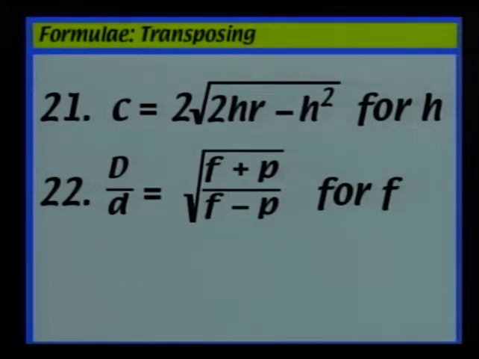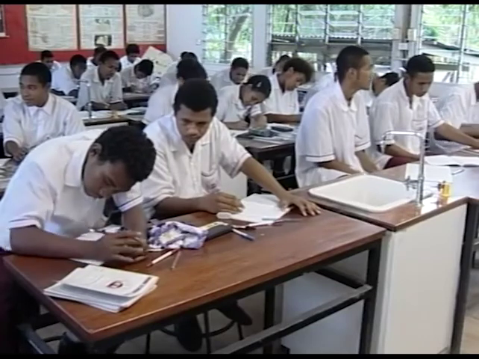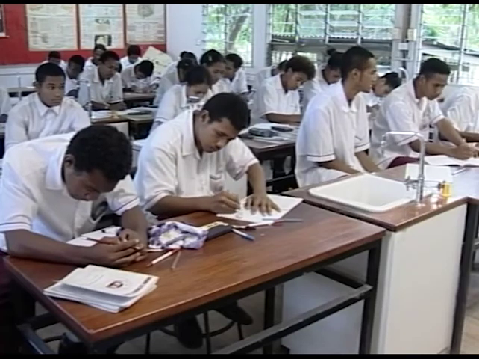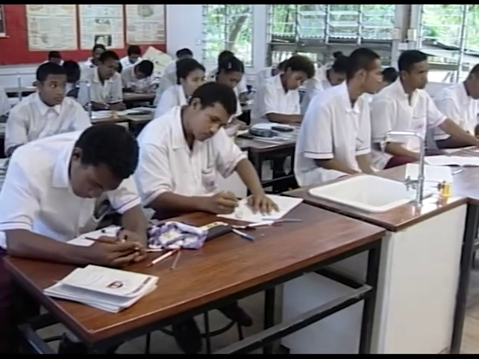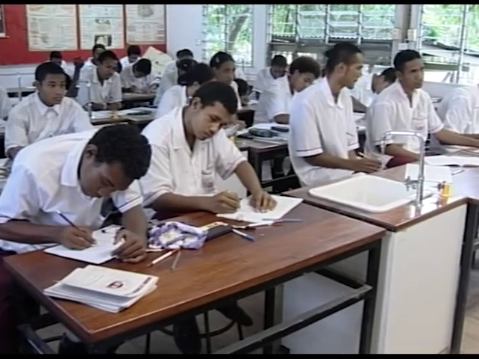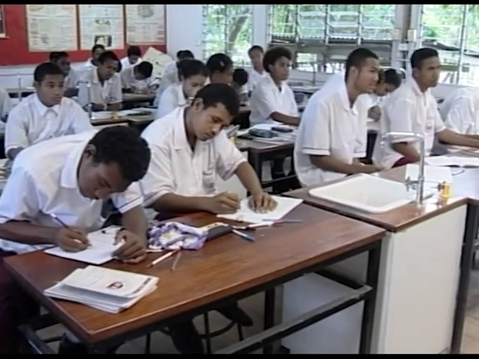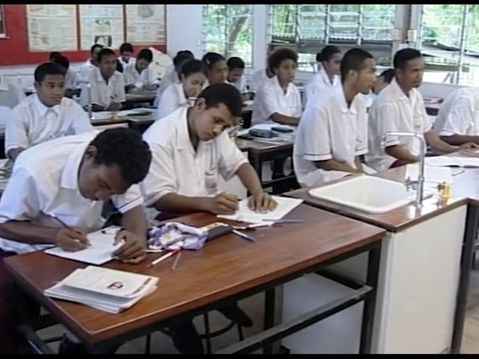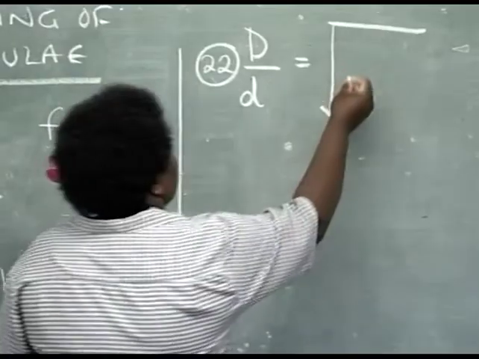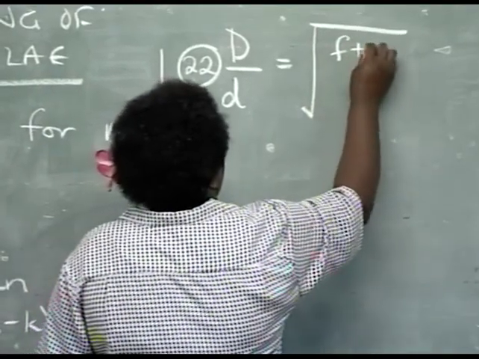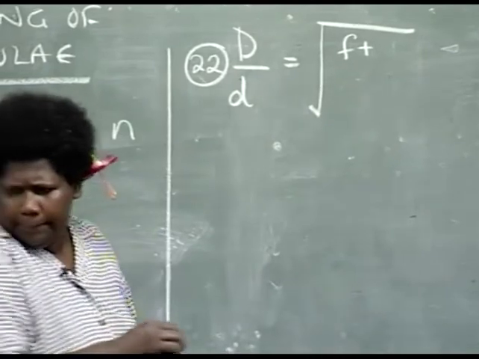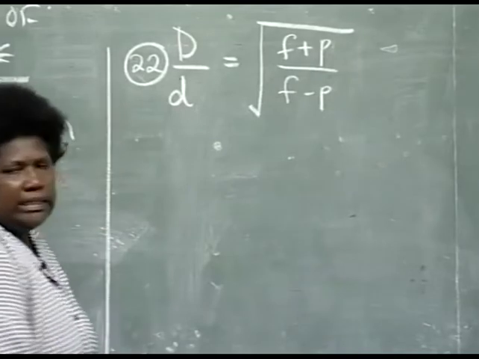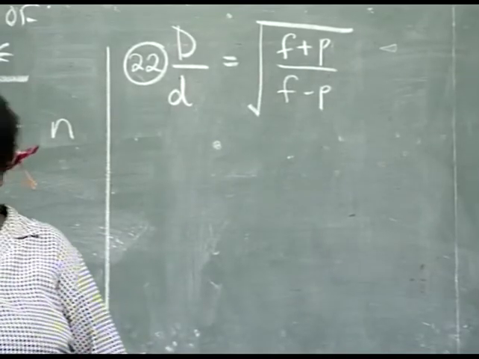Are we finished yet? Okay, Daniel, what is the opposite of the square root? Squaring. Okay, so F plus P over F minus P. We want F to be the subject of the equation.